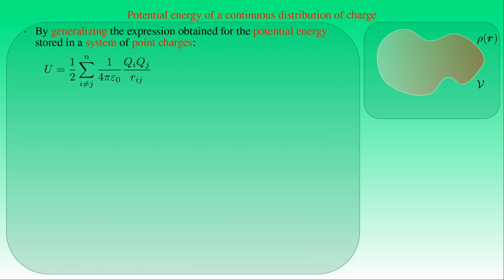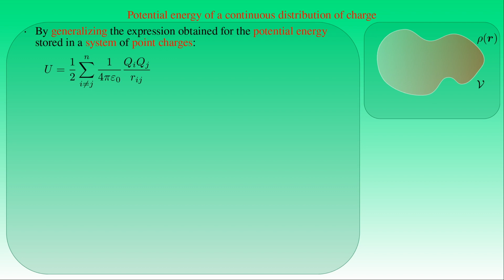We can generalize this result for the electrostatic potential energy stored in a spatial volume with a continuous distribution of electric charge. Let us consider a given amount of electric charge distributed over a volume calligraphic V, which we can describe by the electric charge density ρ as a function of position. We could compute the potential energy stored in a system of point charges as the sum of the product of different point charges Qi and Qj in the system divided by the distance r sub ij between the charges.